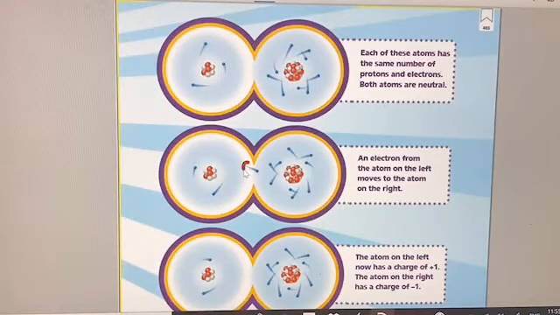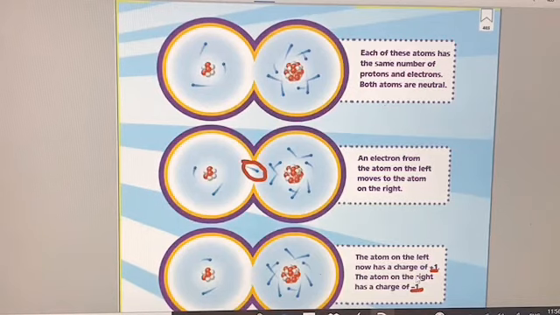I see one electron is escaping. So an electron from the atom on the left moves to the atom on the right. If it moves, what is happening? The atom on the left now has a charge of 1 positive more. The atom on the right has a charge of -1. What do I mean by +1 and -1?